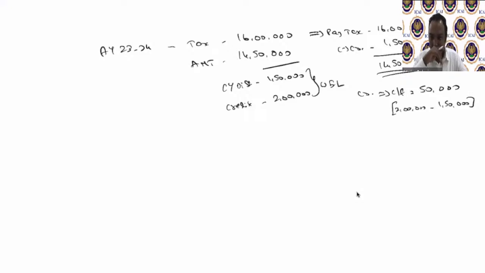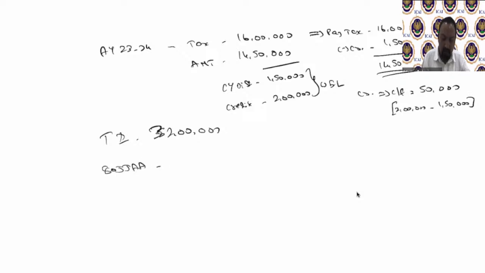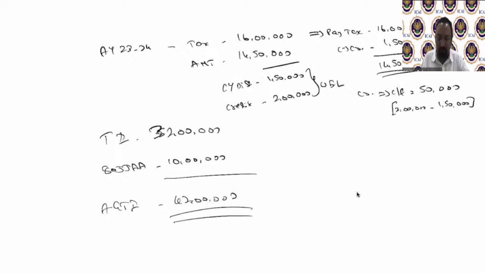Alternate minimum tax. Now, how do you calculate alternate minimum tax? Let's say your total income is 32 lakhs. You have 80 JJAA deduction, provided for around 10 lakhs. So your adjusted gross total income will be 42 lakhs, and AMT is at 18.5%. The regular rates apply on the net total income.